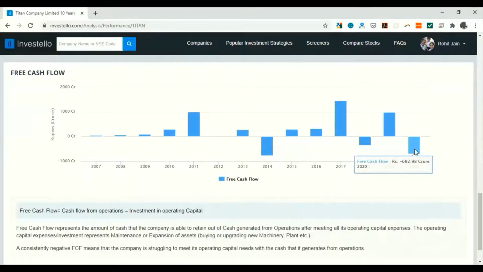So as we checked for 2020, operating cash flow was negative. So if the operating cash flow itself is negative, then the free cash flow has to be negative as well, because from that the company will also be meeting its capital needs. So in case of Titan for 2020, negative free cash flow is not a very good sign, I would say.